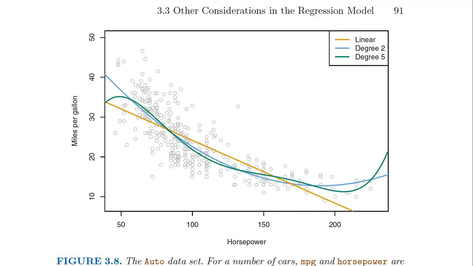The orange linear model isn't necessarily doing the best job of, this is a different data set. This looks like we're looking at the automobiles data set. And you may wish to take a polynomial of a higher degree. So we have blue is quadratic and green is a quintic relationship.